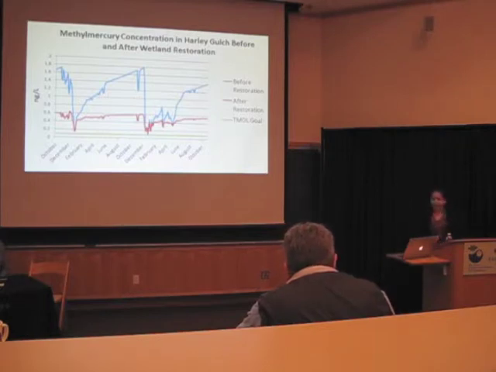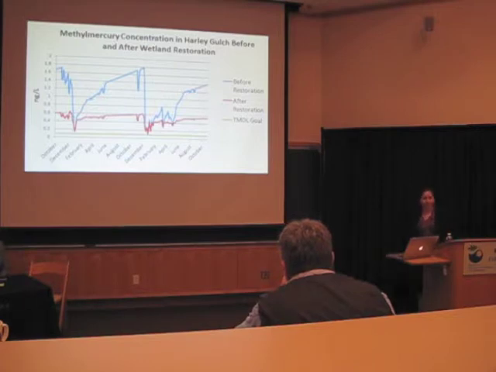The graph shows a reduction in methyl mercury over a 2-year period from our model. The blue line shows methyl mercury concentrations in Harley Gulch before a cleanup, and the red line represents what would happen after one. So you can see the levels were reduced pretty greatly. However, they do not meet the level of the TMDL, which is the green line at the bottom of the graph.